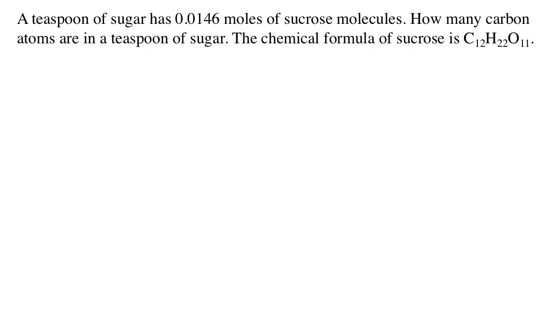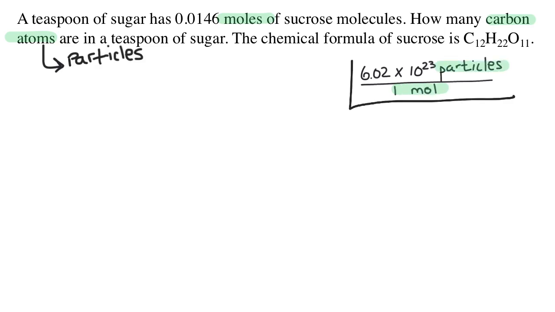To convert from moles to number of particles, we use a conversion factor that will cancel the unit of moles and leave us with the unit of number of particles. A conversion factor is a fraction where the unit you want to cancel is on the bottom and the new unit is on the top. So we're going to use 6.02 times 10 to the 23 particles over 1 mole.